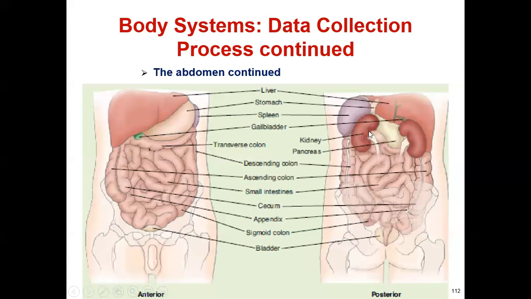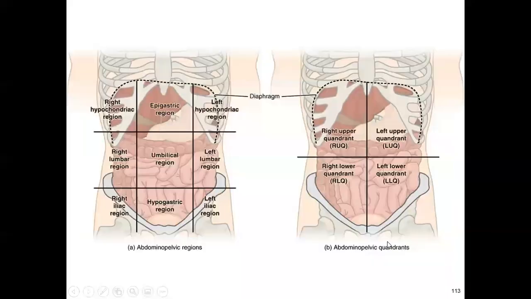In the posterior view, we can see the gallbladder, and this is the kidney, pancreas, intestine and bladder. Here it is showing the abdomen divided into 4 quadrants: right upper quadrant, right lower quadrant, left upper quadrant, and left lower quadrant. You see the colon or intestine occupies almost all 4 quadrants.